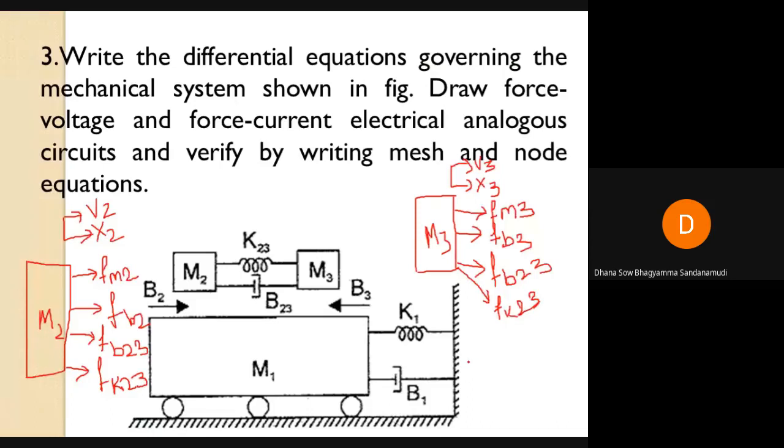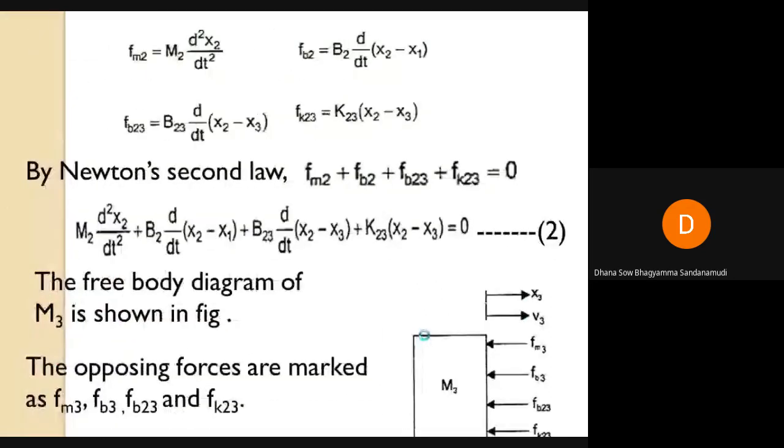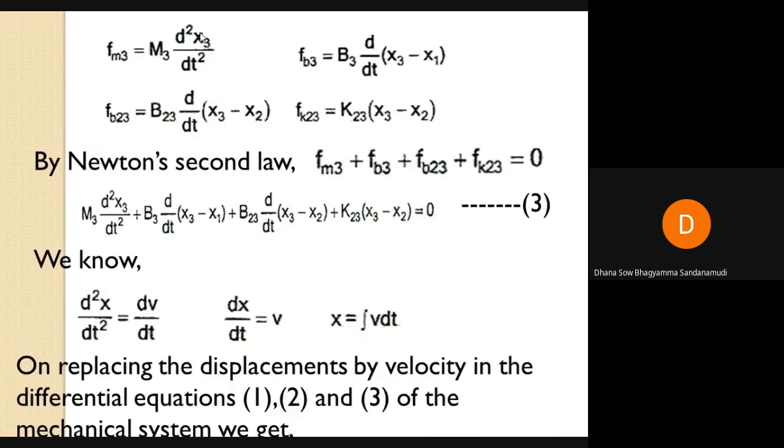So this is the free body diagram. Four opposing forces are there, applied force is 0. M3, V3, B23, K23, four opposing forces. So you know the differential equations. According to Newton's second law, opposing force is equal to the applied force.